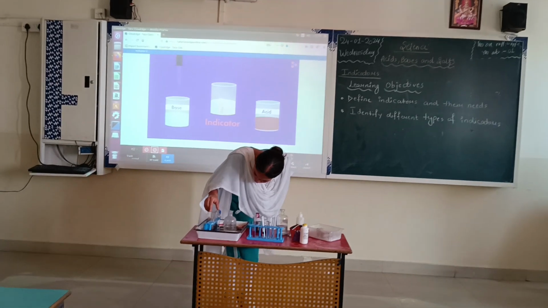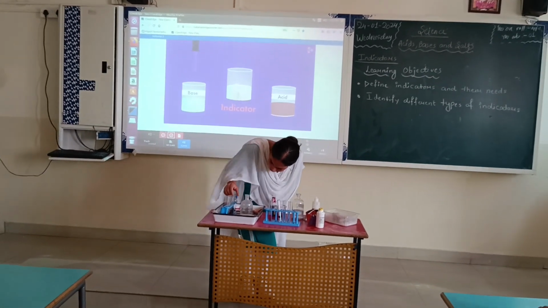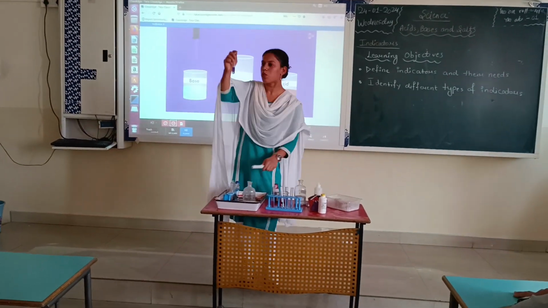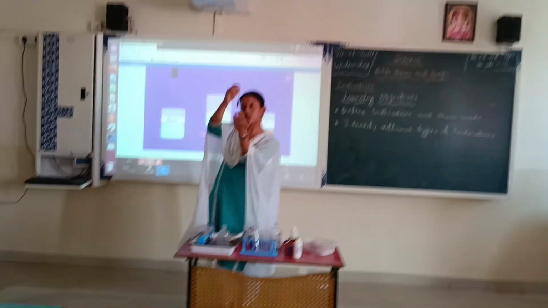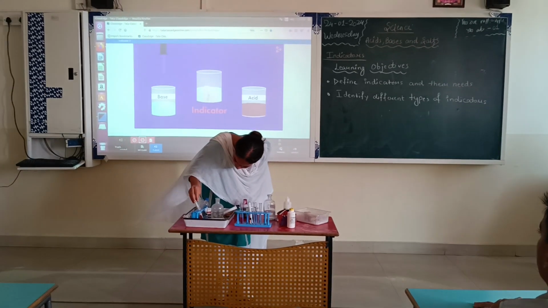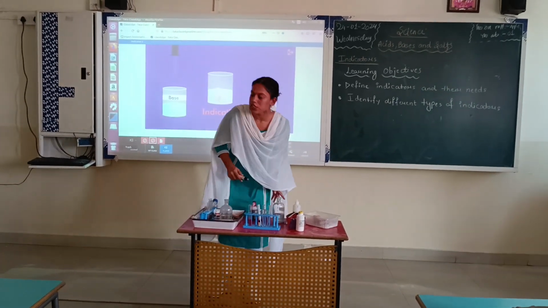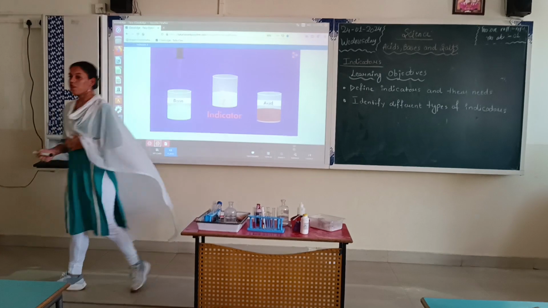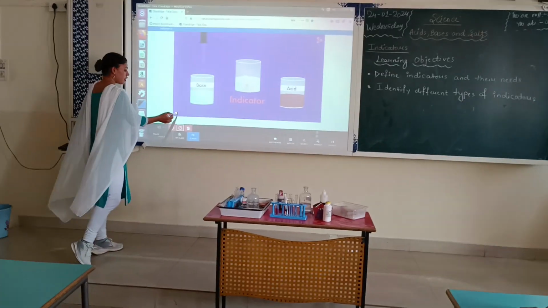Okay. I can't find the test tube. I think this was the one. A kind of green color will appear. It has changed now, but if you keep it for a longer time, a bit of change may be observed. Okay, but with the acid, what was the color change? Pink. With the base, green.